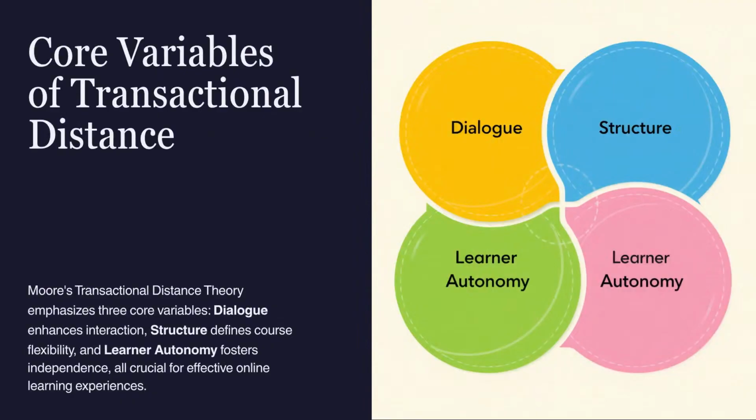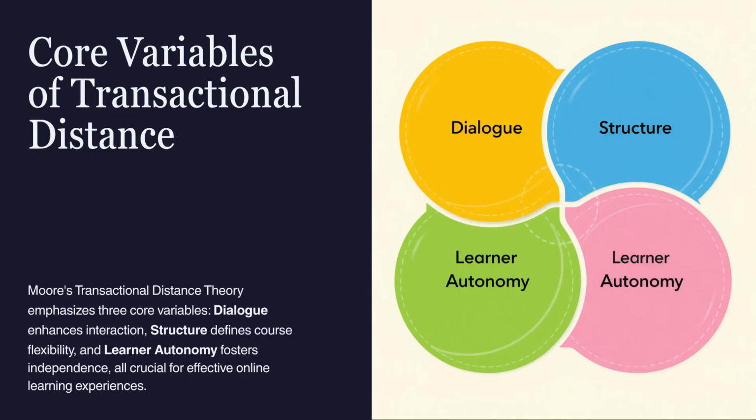Core variables. Moore identifies three key variables that determine transactional distance. Dialogue refers to meaningful interaction between teacher and student, not just talking but responsive communication. Structure refers to how the course is designed. Highly structured courses are rigid, while flexible ones allow adaptation. Learner autonomy refers to the student's ability to take responsibility for their learning. These three variables work together dynamically.